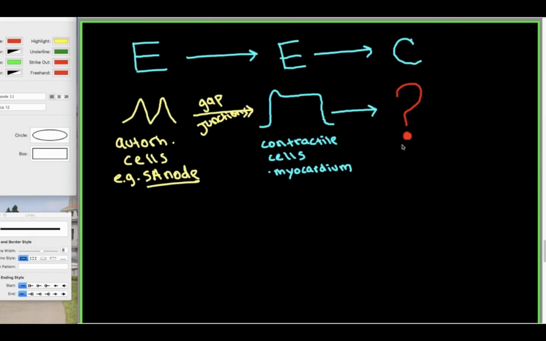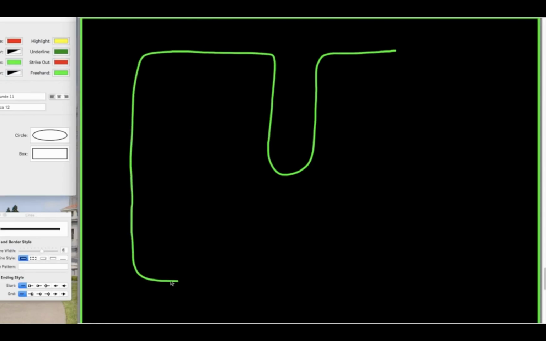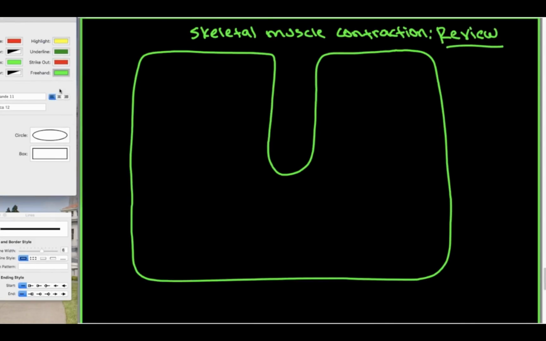And so I'm actually going to have you guys draw out this process in class. But for now, what I'm going to do is review skeletal muscle contraction, and we're going to use that as a basis for how cardiac muscle contracts. So let's just quickly review how skeletal muscle contraction works, the key details, anyway.